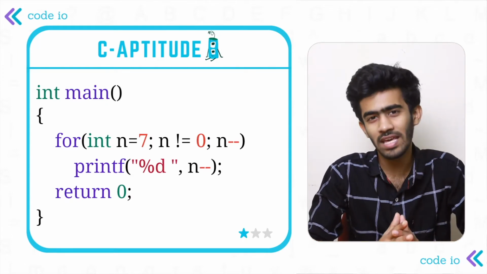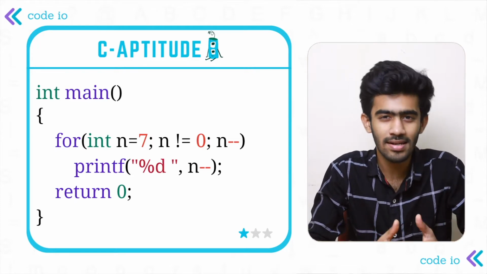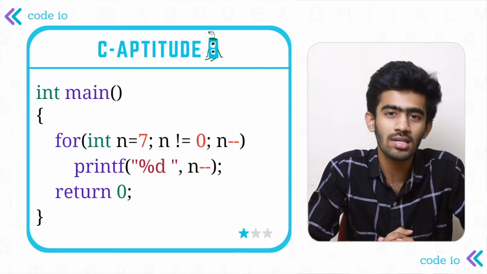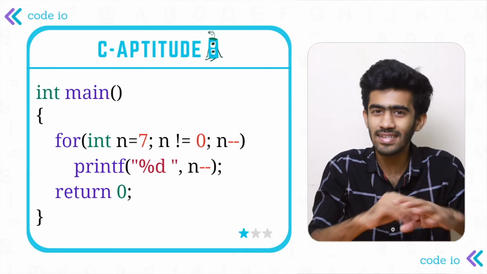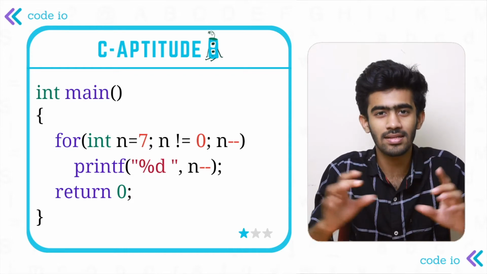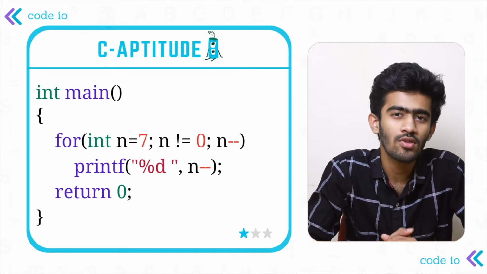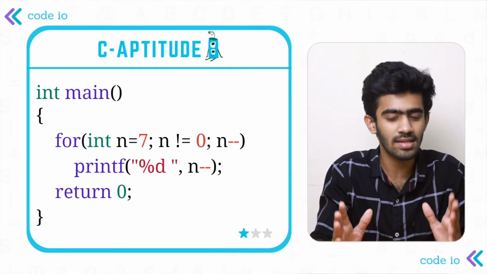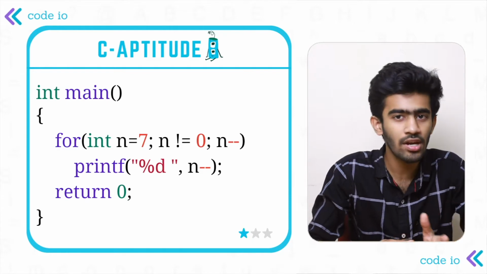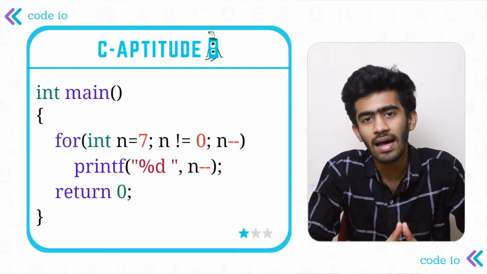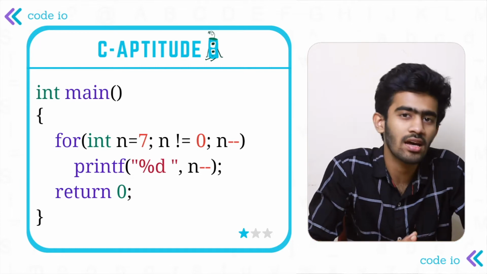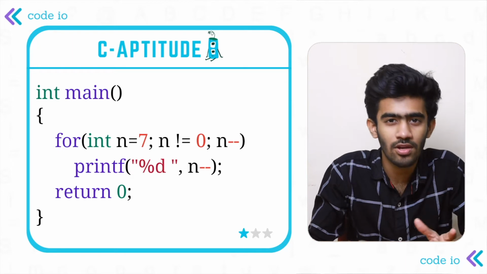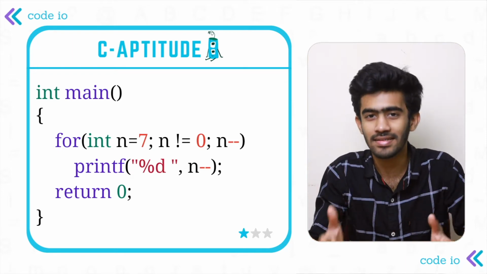In today's problem, we have a main function and then a for loop inside it and then the return statement. Since there is an integer return type main function, we have return 0 at the end. So let us leave those two parts and concentrate on the part in between, that is the for loop. So for int n is equal to 7, and the condition given to us is n should not be equal to 0. And the updation statement that we are using here is n minus minus. So this is the for loop, the assignment, updation and the condition.